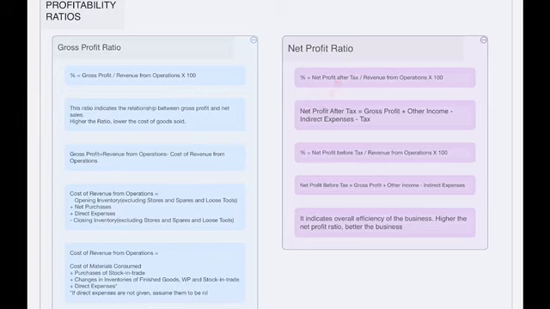Net profit after tax, if directly given, fine. If not given, we need to calculate it from gross profit. Gross profit will be given; we need to add other income to the gross profit and deduct indirect expenses and tax. Why are we deducting the tax here? Because for a company, tax is considered as an expense and we need to calculate the net profits after tax. Therefore, we need to deduct the tax from the gross profit figure.